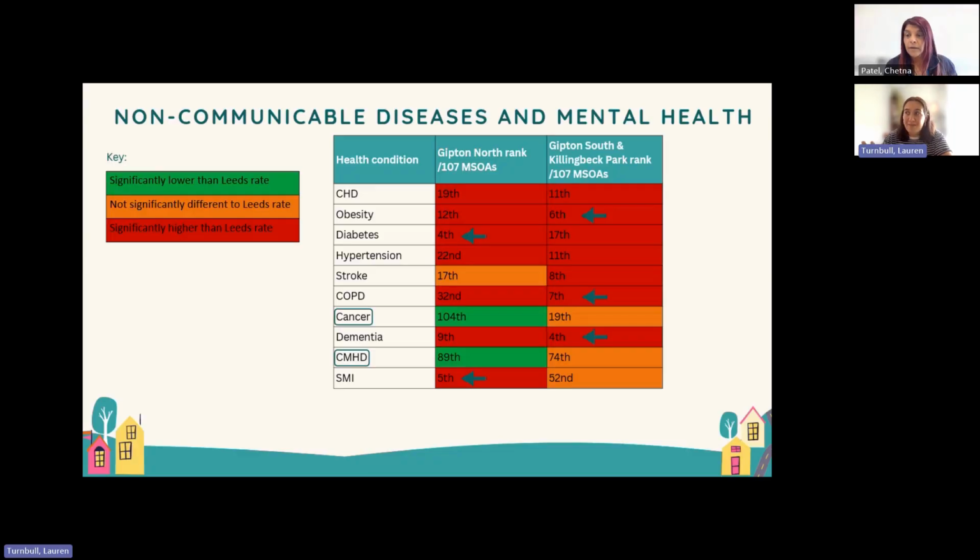But interestingly, they're very different between Gipton North and Gipton South. For cancer, you can see Gipton North has one of the lowest rates of cancer prevalence at 104th, while Gipton South actually is the 19th highest rate. So definitely something to look into more, and we'll be exploring that when we take this further. But that could be linked to things like survivorship bias for cancer, and also low reporting rates for common mental health, and people not being able to or wanting to access support, and therefore not being included in the data.